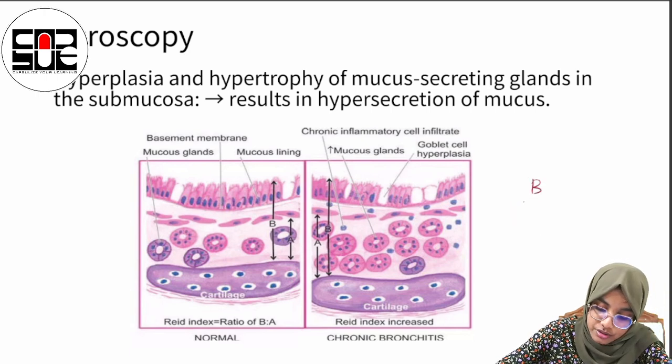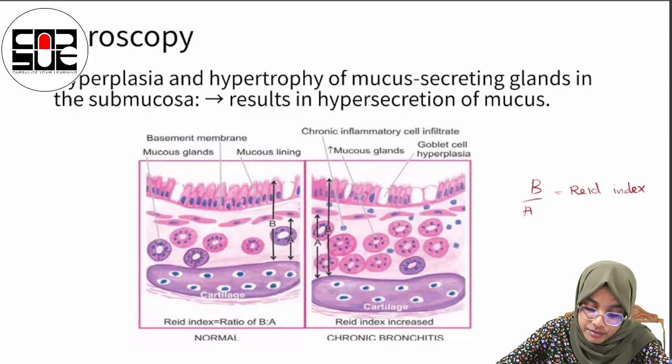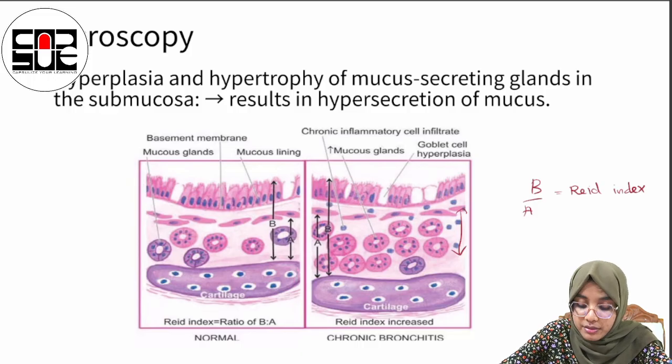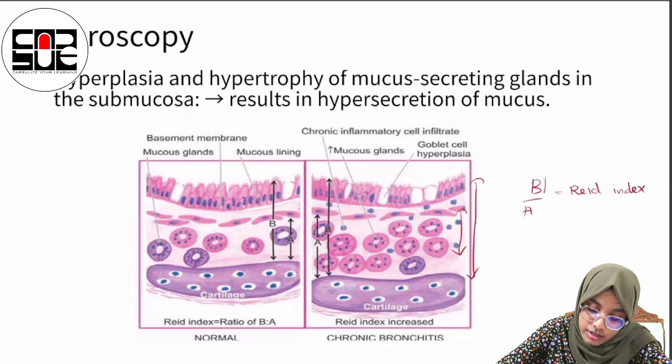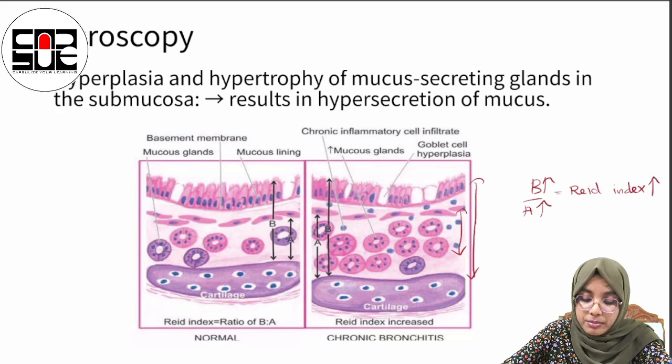B by A is also known as the Reid index. How is the Reid index affected in chronic bronchitis? There is an increase in the number of submucous glands, so the thickness of the submucous glands will increase. When the thickness of submucous glands increases, the whole thickness of the respiratory epithelium will also increase. So there will be an increase in B and there is an increase in A. Because of this, the Reid index will increase from its normal value.